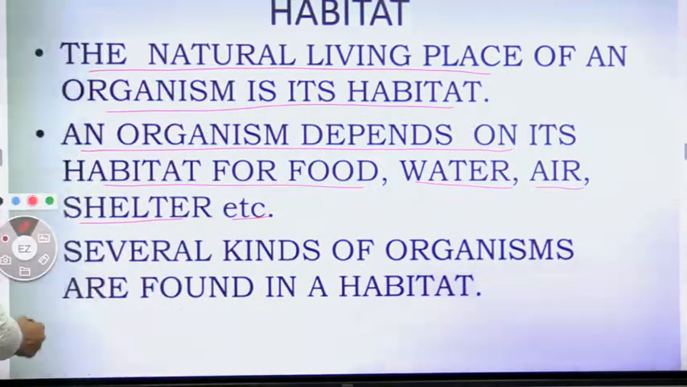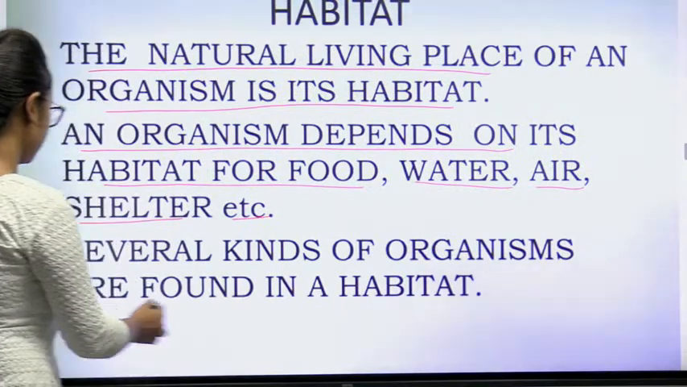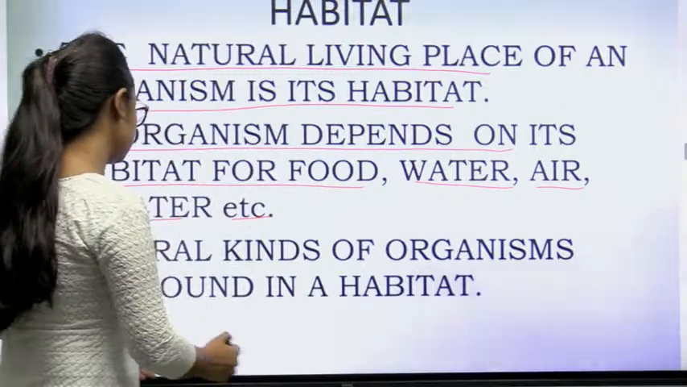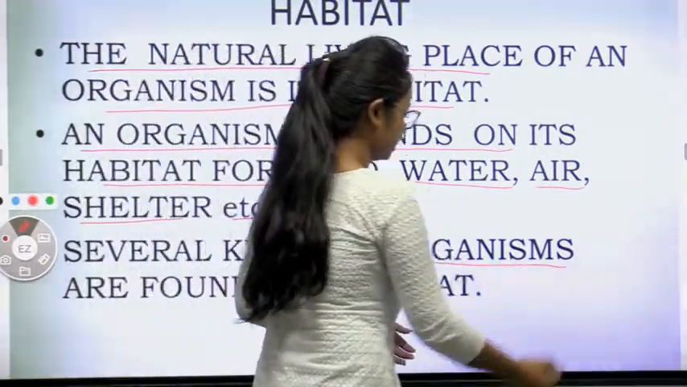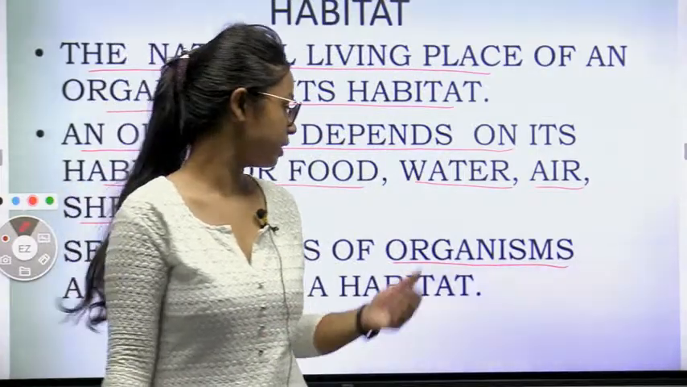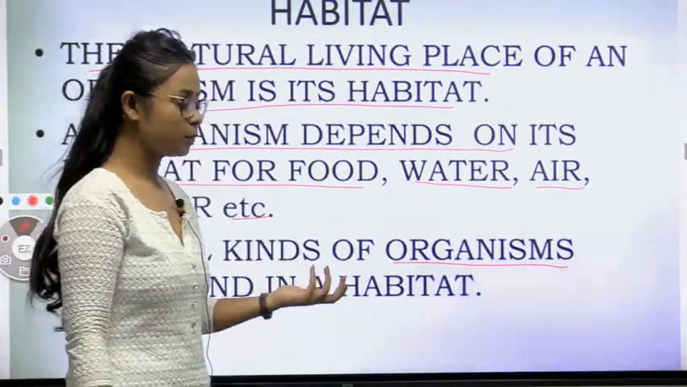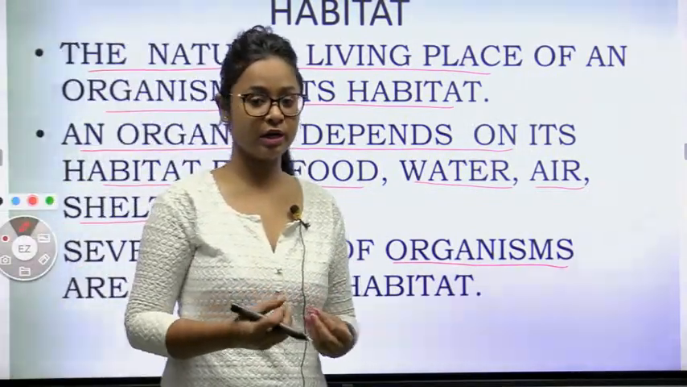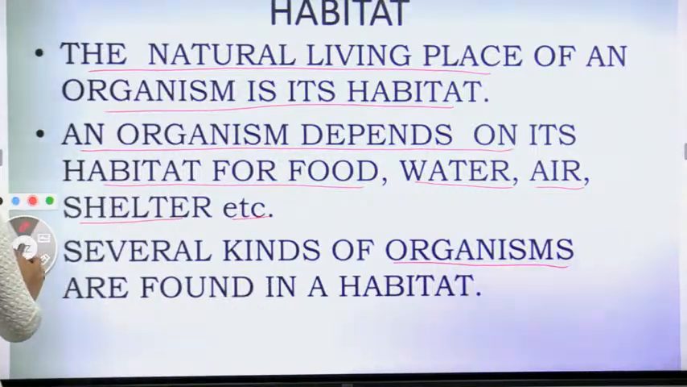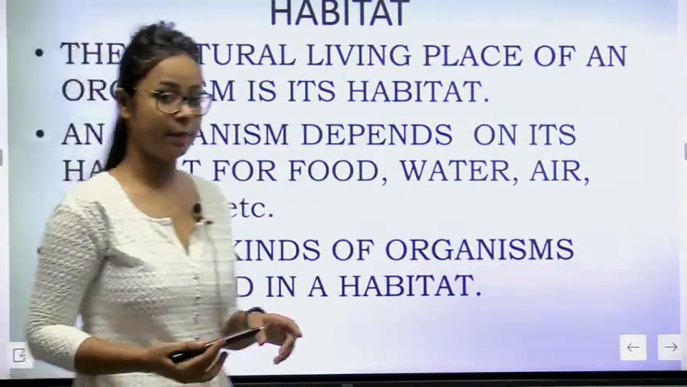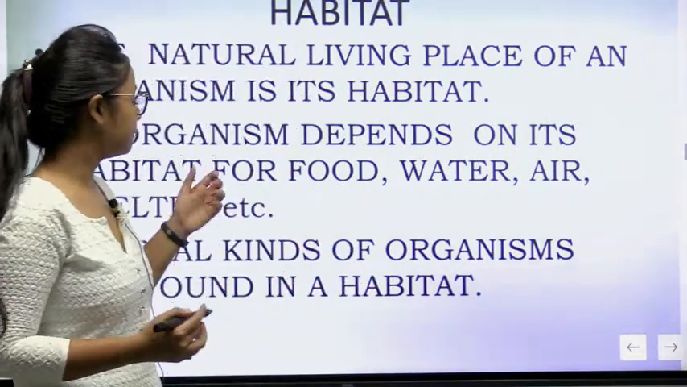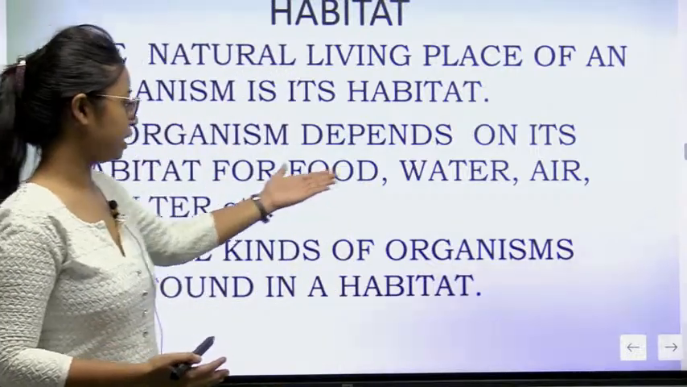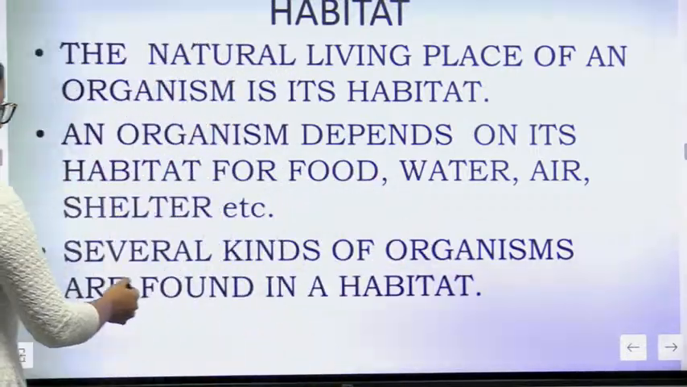Clear? Now, several kinds of organisms are found in a habitat. There are so many kinds of organisms, like human beings. Organisms means all types of living things. A bacterium is also included in organisms. Everything which lives there for its food and shelter is included in a habitat. Clear? So if the question comes, what is a habitat, what will you write? A place where a living organism lives or depends for its food, shelter, air, and water. That is a habitat. Clear?